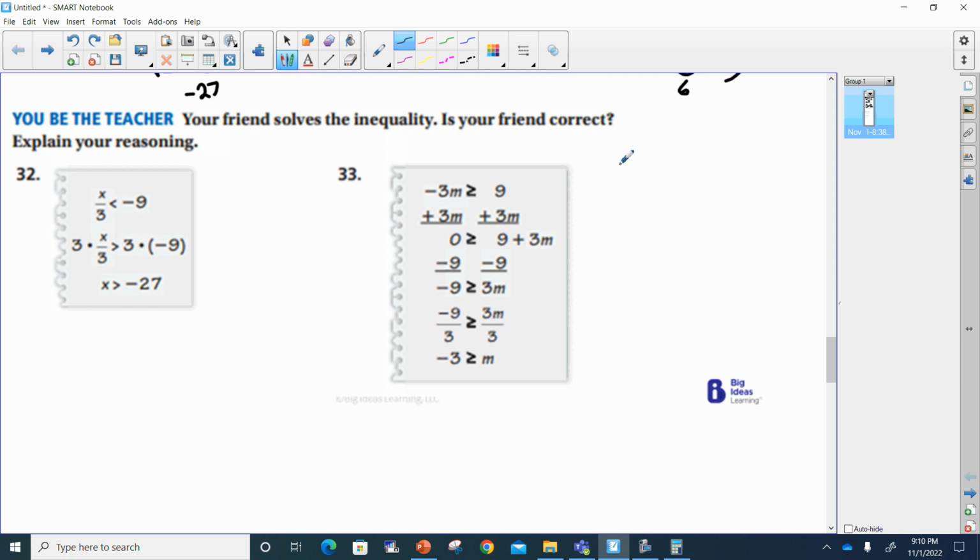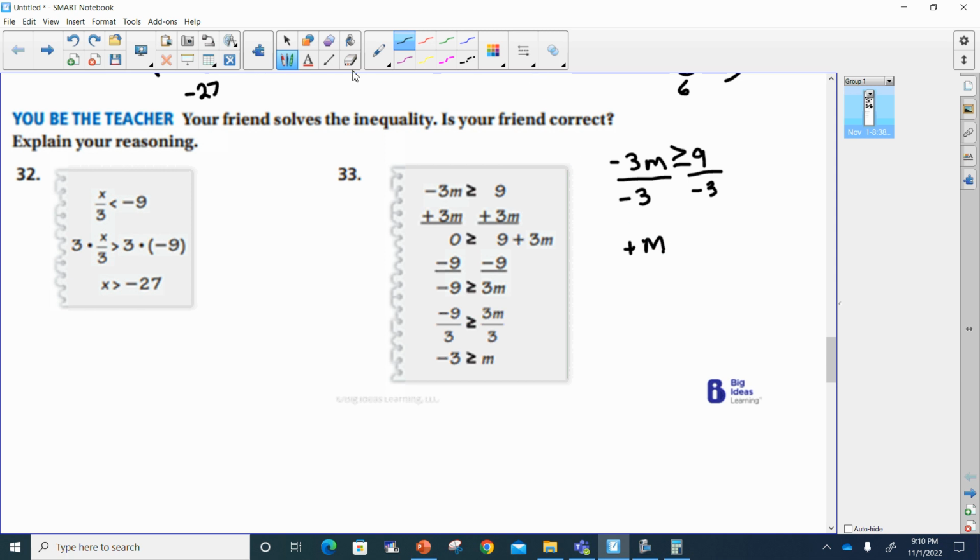So let's do the correct way here. Negative 3m is greater than or equal to 9. That's what he's got here. I'm going to divide this by negative 3. Whatever I divide from one side, I divide from the other. All right. Now I see that my negative divided by negative is a positive. 3 divided by 3 is 1, and then I have a positive m left over.